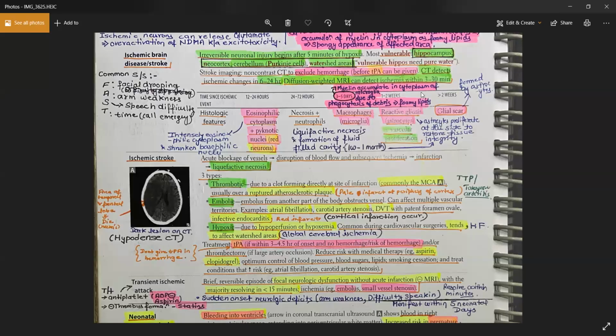That means a gross examination. On the gross examination, you will be able to see that area, that fluid-filled cavity, only after 1 week. Okay, when the reactive gliosis happens. Are you getting my point?